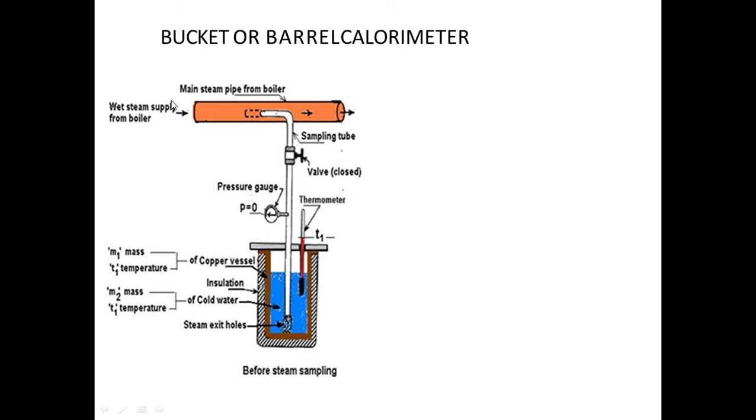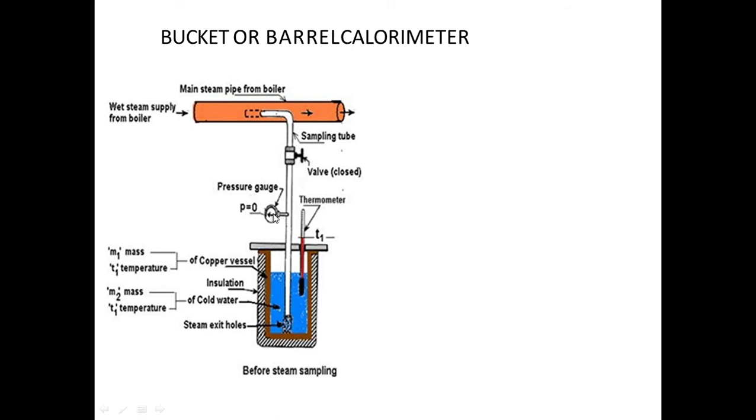Okay, so you can see that at the upper part, there is a pipe through which the wet steam is coming out of the boiler. Out of that steam, some steam you will take for measuring the dryness fraction. I want to measure the dryness fraction of the steam given by the boiler, so some part of that I will take in the barrel, and that pipe is there. There is a valve to close and open the supply.